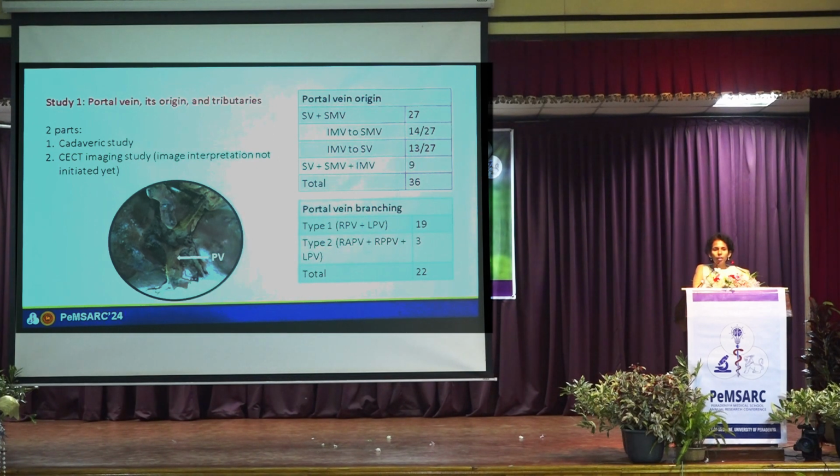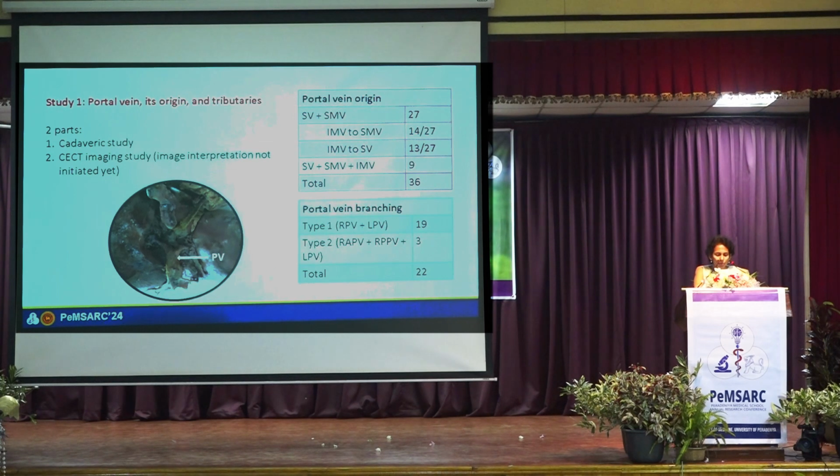veins the portal vein makes. So the commonest pattern is to join the splenic vein with the superior mesenteric vein to form the portal vein. That concludes 27 specimens, followed by the trifurcation.